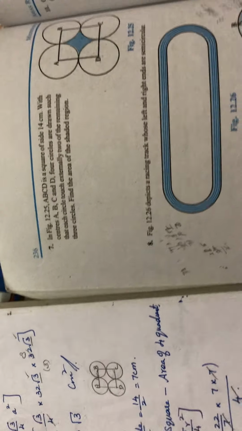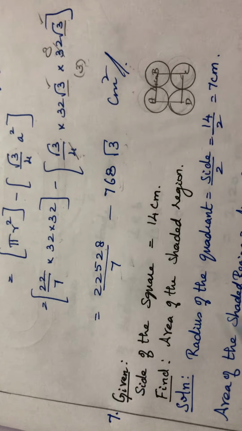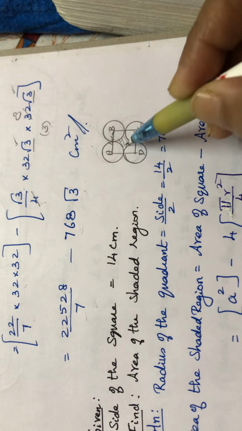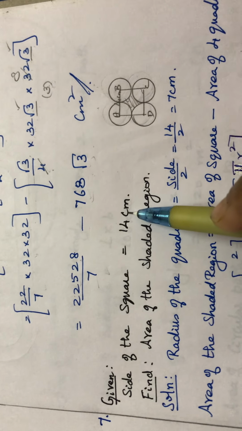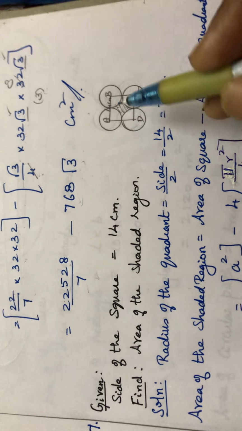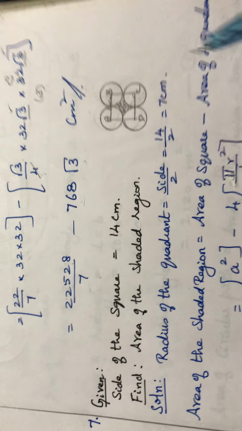So what are the informations given? Side of the square is given as 14 centimeter. Seventh sum, I have drawn the diagram. This is the diagram and this is the area we are going to find. We are going to find the area of the shaded region. This center part only is the shaded region.